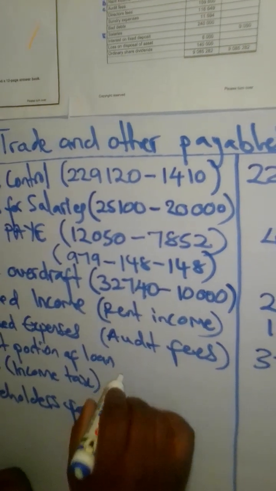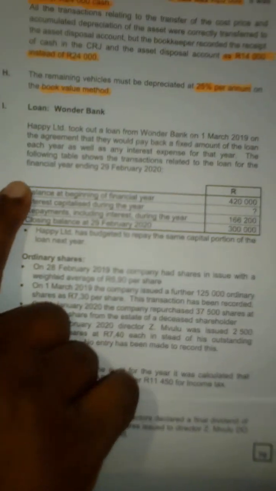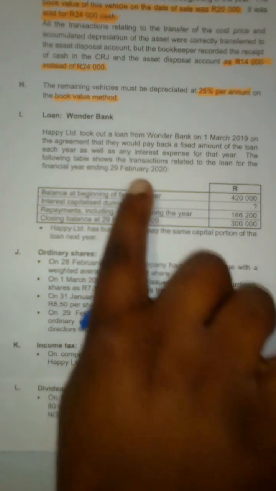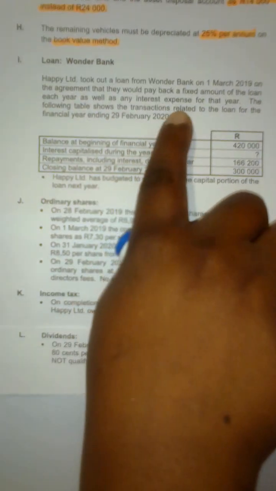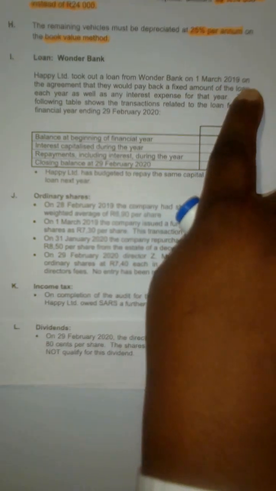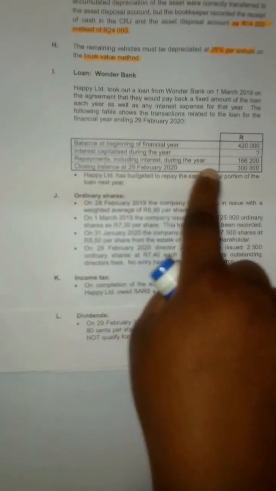And then the current portion of the loan. How do you get the current portion of the loan? We go back again to adjustment number I. Remember, we had to calculate the interest. And remember what they said here. They say that, on the agreement, they would pay back a fixed amount of the loan each year as well as the interest expense for that year. They would pay back a fixed amount which is together with the interest. So the repayment is also including the interest. They've even said it here: repayments including interest during the year.